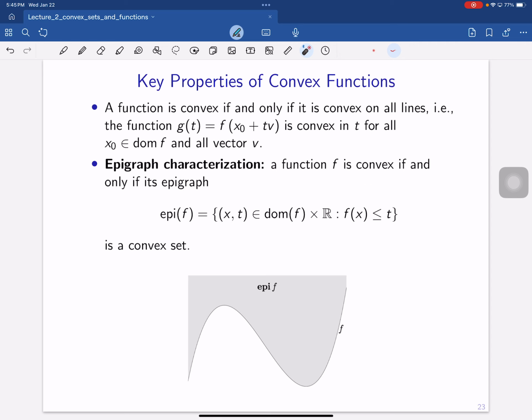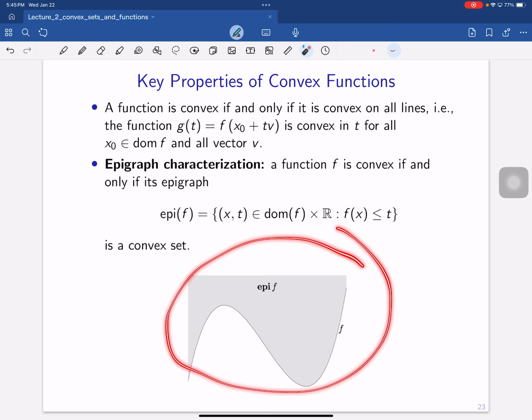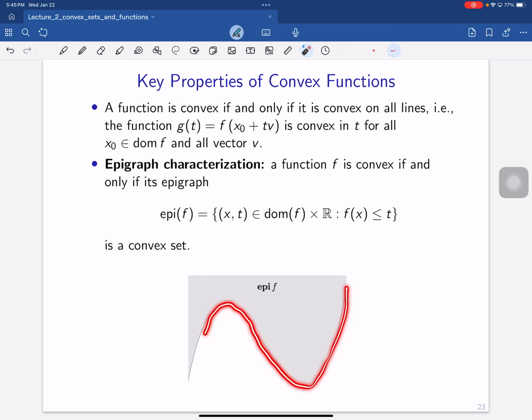Intuitively, here's the epigraph of function f. So this is a function f, right? Let's say x is 1D in this case, but then t has to be greater than or equal to the function value. That means this shaded area here, right? So the epigraph is one dimension higher than the domain of x. Now it says the epigraph of the function is convex if and only if the function is convex. You can see that in this picture, very intuitive, right?